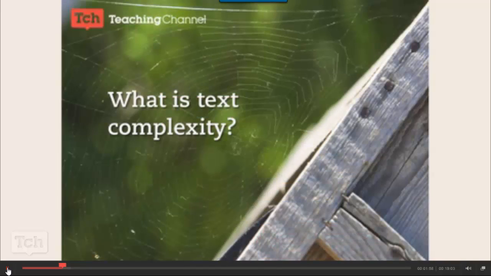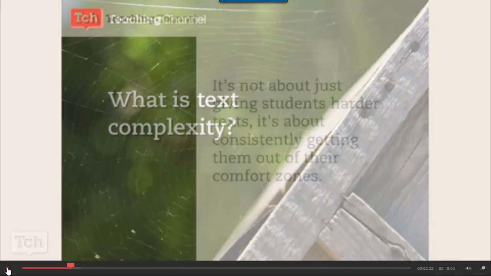I think it's time to really unpack what this text complexity is all about. So I kind of want to offer my teacher working definition of text complexity. First of all, when I hear that phrase text complexity, it sounds a little bit scary. That the word complexity in and of itself makes it sound as though the point of this is to put text in front of our students that are really difficult and really hard.